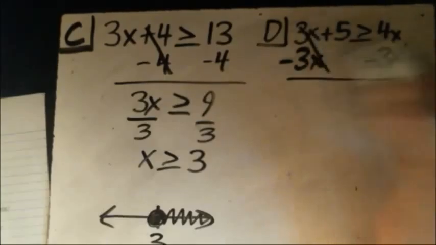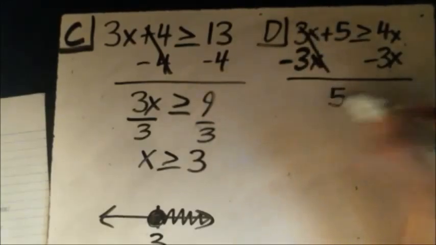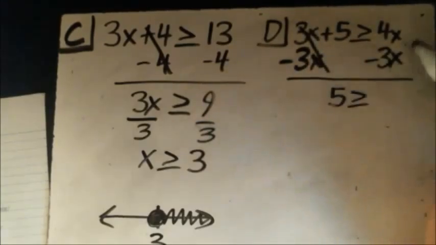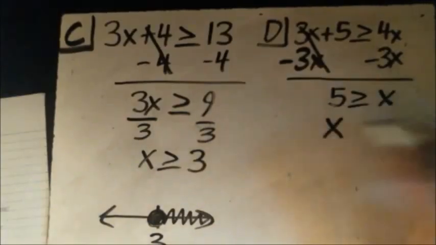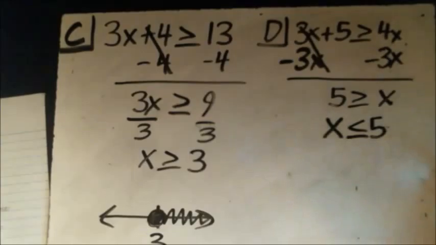So the 3x's on this side cross each other out. So I'm left with 5 is greater than or equal to 4x minus 3x, which is positive x. Now, presently my variable is on the right. In order to be able to use my arrow trick, I've got to flip around the inequality. So I've got x is less than or equal to 5.